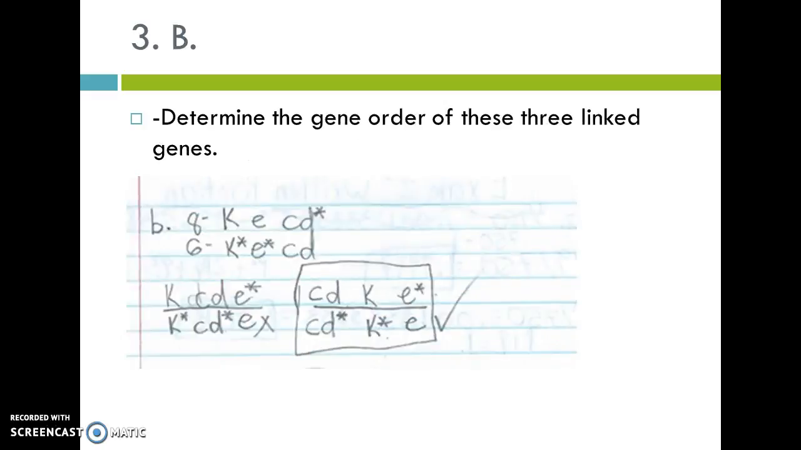3B, determine the gene order of these 3 linked genes. And so we take the recombinant DNA, which are the 2 smallest phenotypic observed numbers, and we do a V thing where we move the middle of the alleles around. And so on the right hand side, the one with the check is the right one.